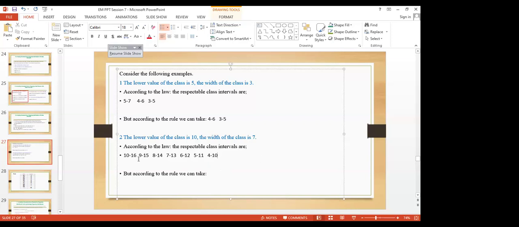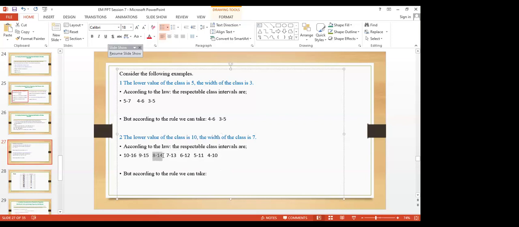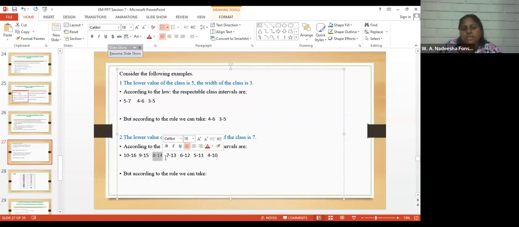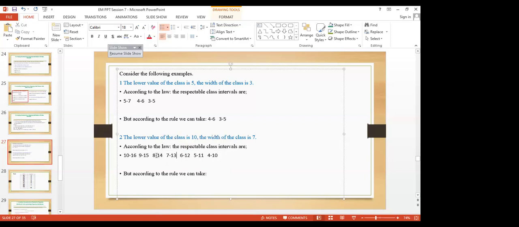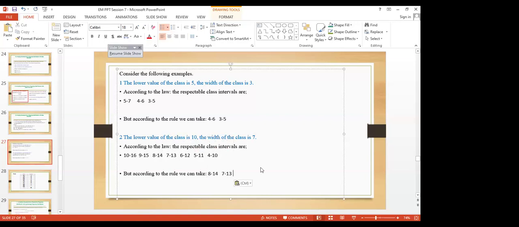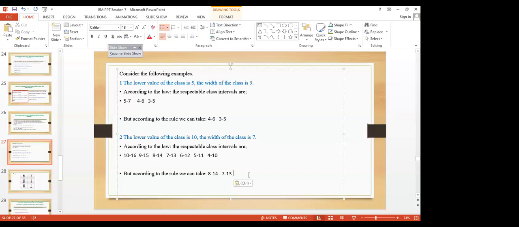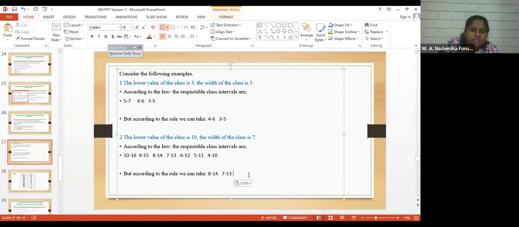8 to 14. Yes. 7 to 13. 7 and 13 only, because of the multiples. Is there anyone who can't understand this? There's a style here. If you find that style, it's easy.